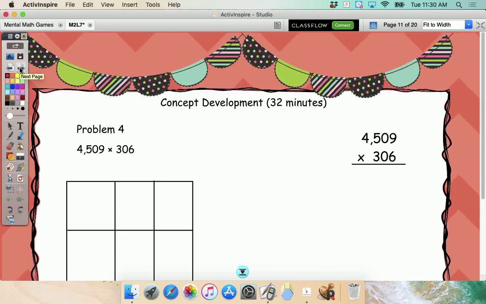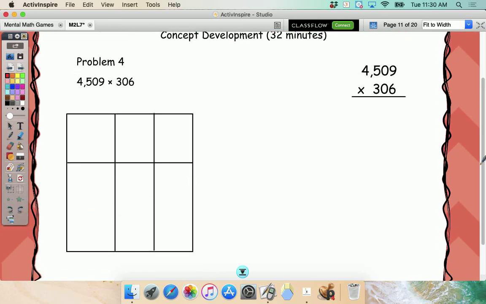So this last problem, problem 4, is my favorite because it's shorter. Now go ahead and help me break 306 apart. What's it going to be, Javier? 300 plus 6. Okay, everybody write that over to the side. Remember, we're not using the area model, so you can cross it off if you want. Now, that means I only have 2 problems I have to do.